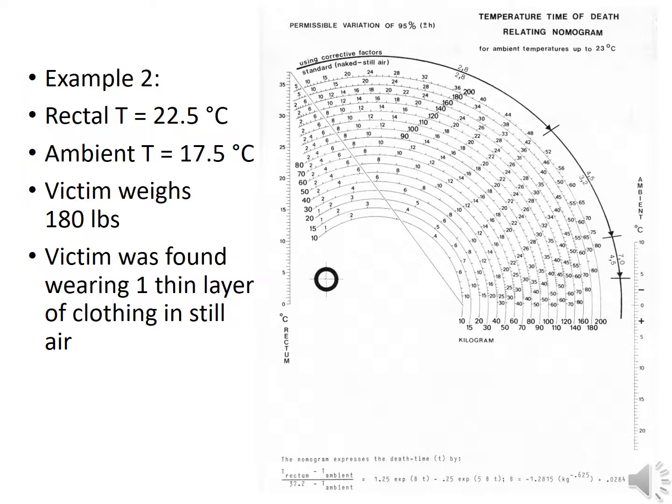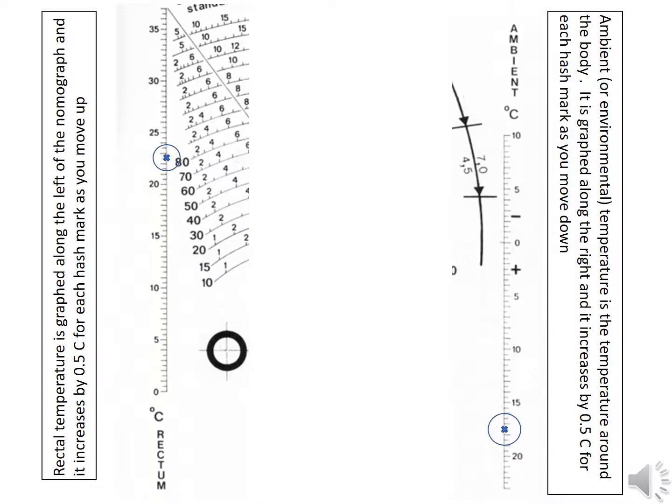Let's have our fun, and let's do the fun part first. Okay, so just like in example 1, we're going to find those values. So remember, working up is how we go up in temperature on the rectal side. So 22.5 is right there midway, and the ambient temperature of 17.5.